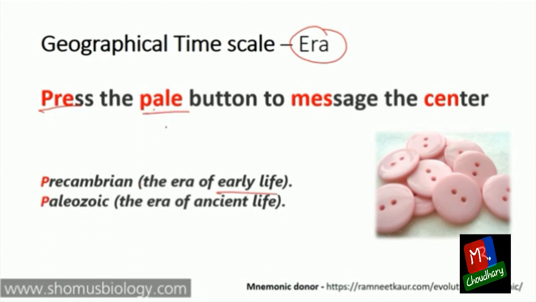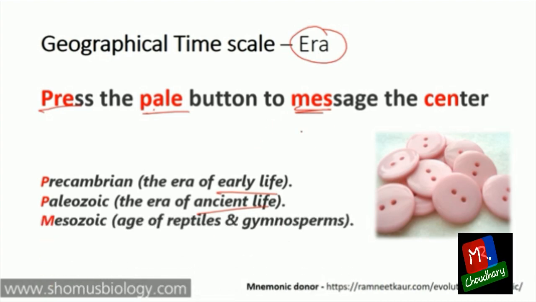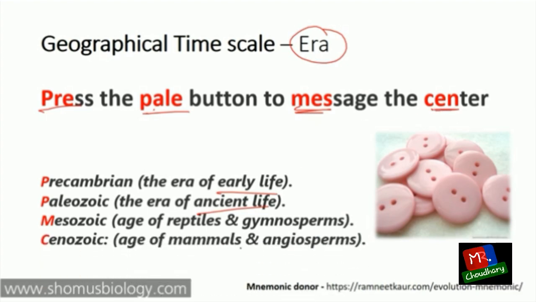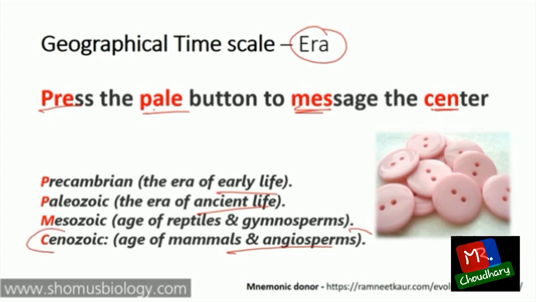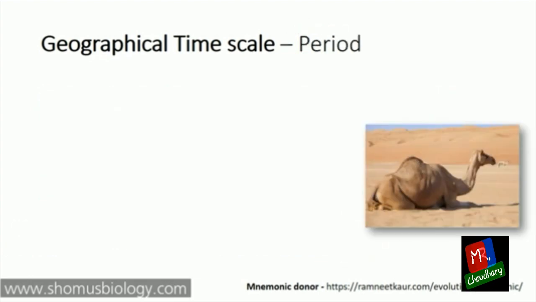Then PALE, Paleozoic era, the era of ancient life. Then MES, Mesozoic era, the age of reptiles and gymnosperms. And the fourth one is CEN, Cenozoic era, the age of mammals and angiosperms. And we are currently living in this Cenozoic era. So we'll dig deep into the Cenozoic era to understand period. How to remember geographical timescale period?